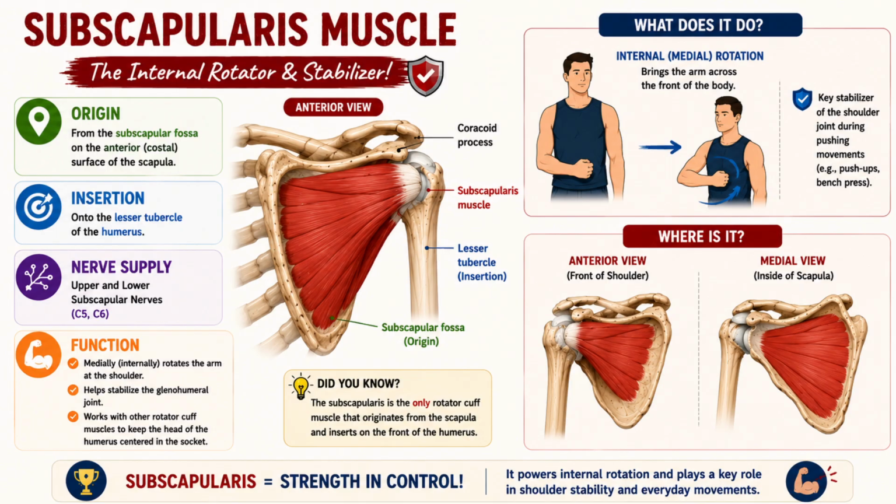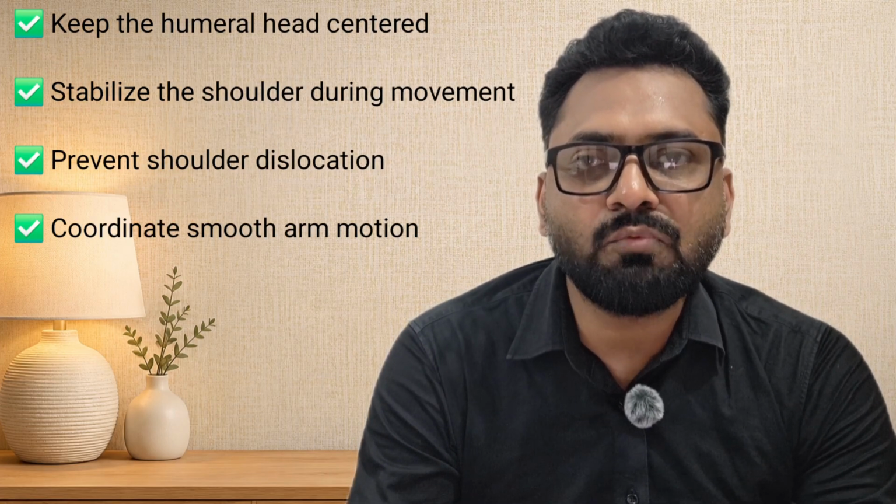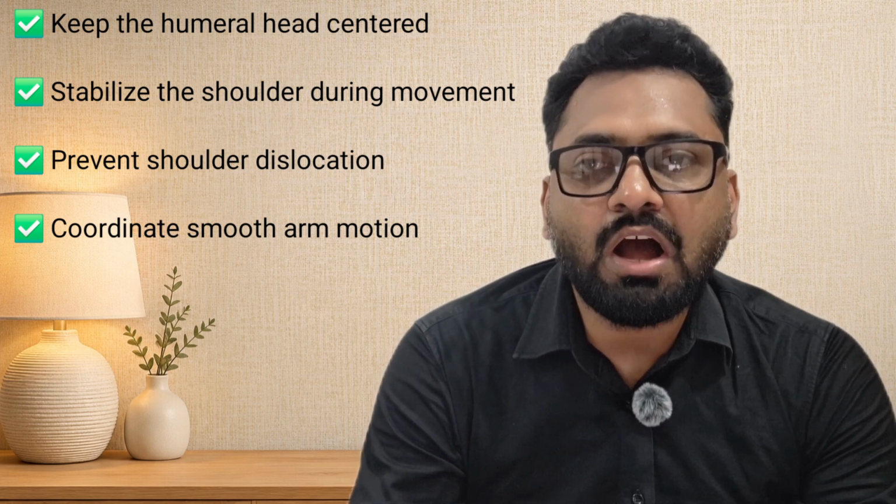So these are the functions that subscapularis combinedly perform. So let's talk about the overall function of the rotator cuff. Keep the humeral head centered and stabilize the shoulder joint while doing the movement. Prevent shoulder dislocation and coordinate smooth arm movement.